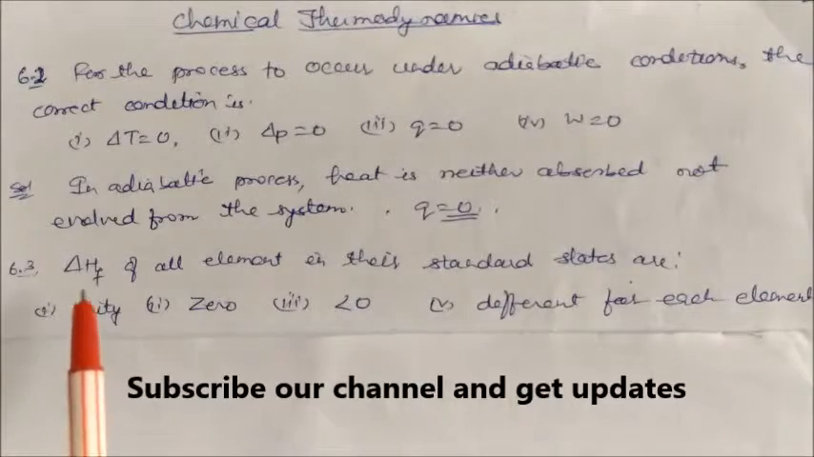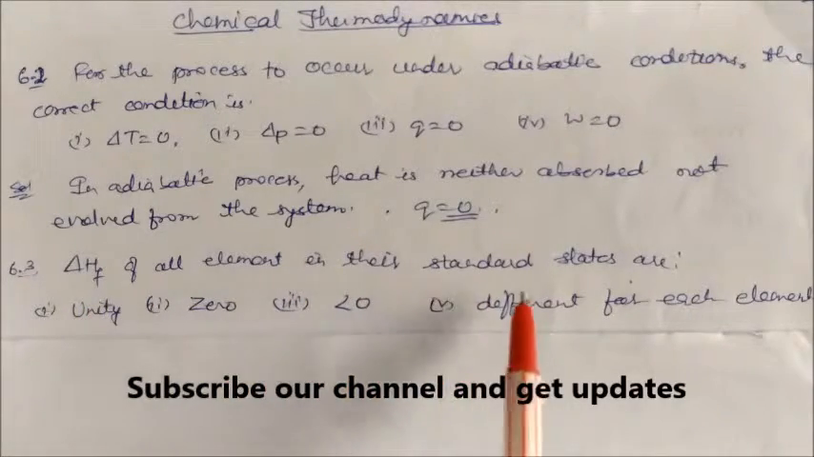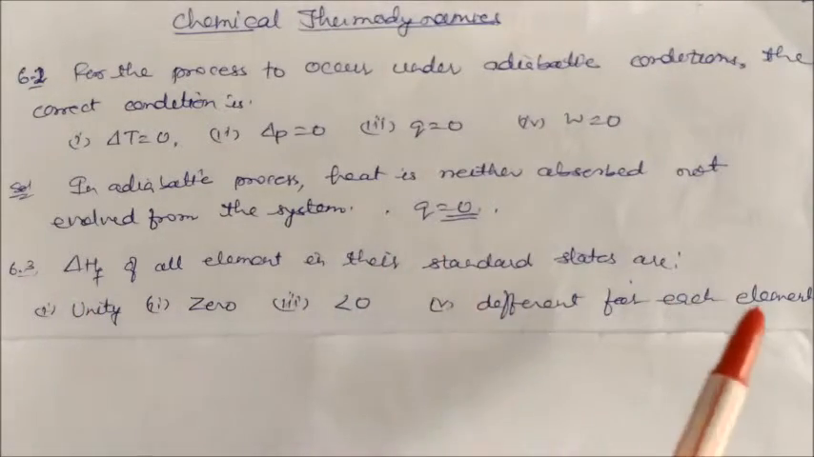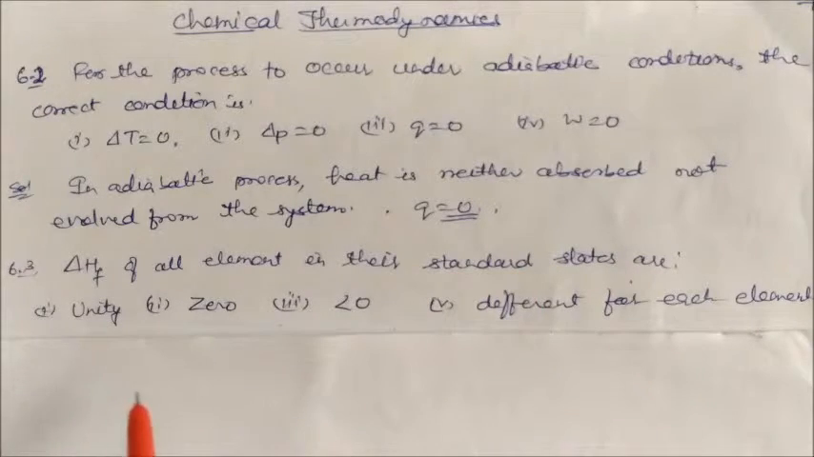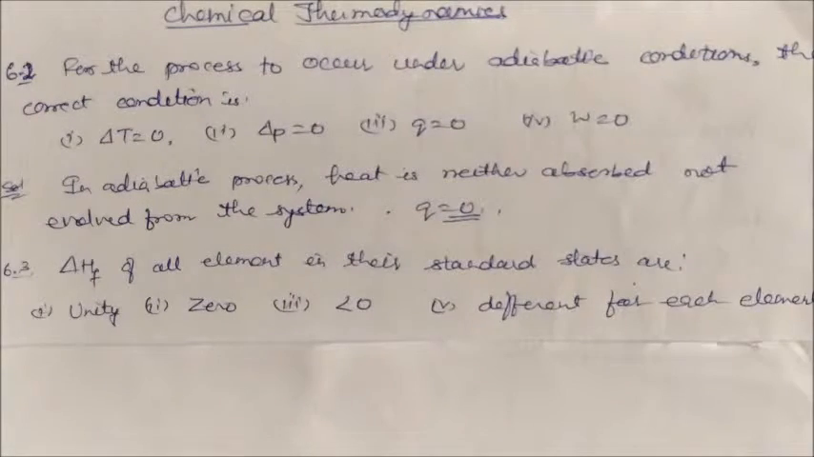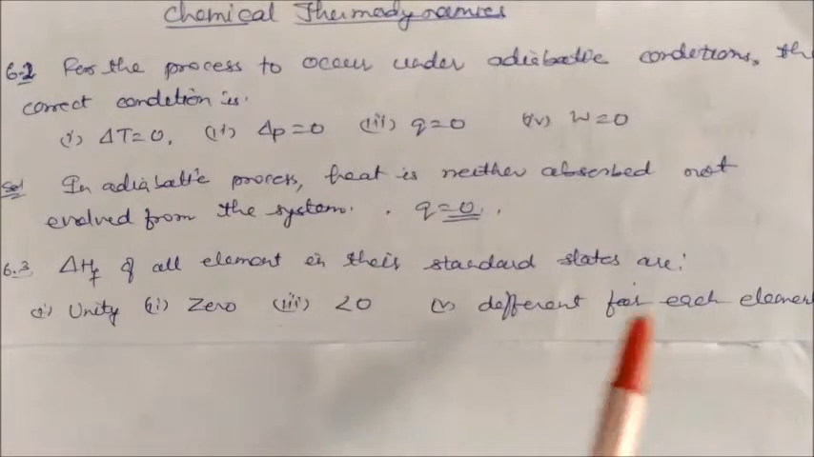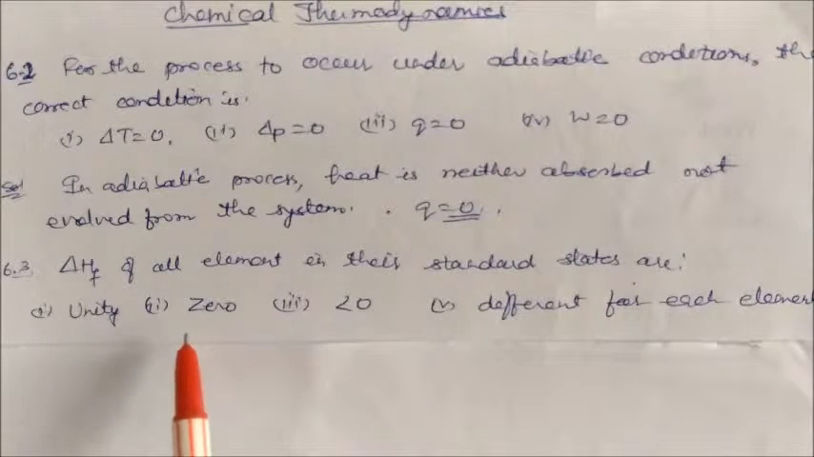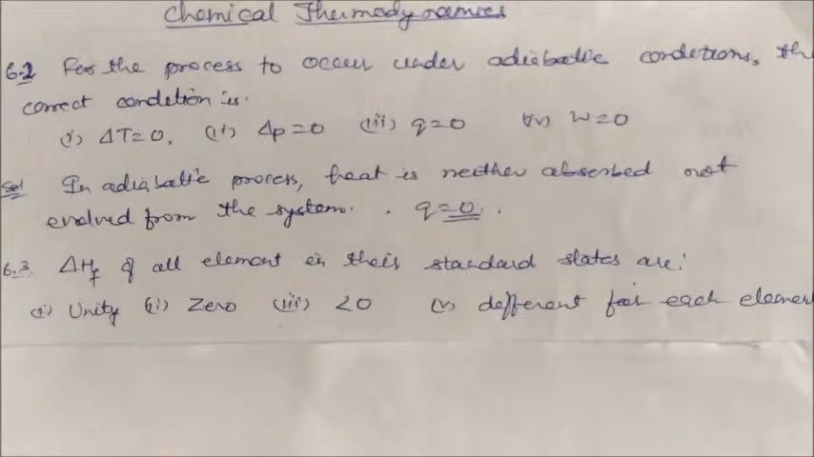Next is heat of formation of all the elements in their standard states are. So for standard states, we have four options: unity, 0, less than 0, different for each element. So the answer is 0. In the standard states, the heat of formation will always be 0.